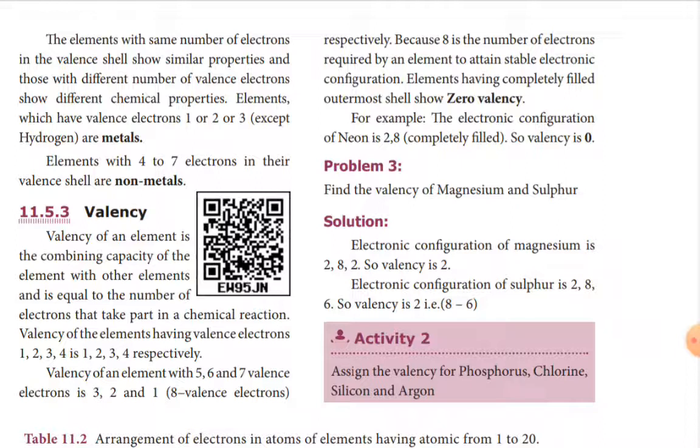Similarly, take sulfur. Magnesium is a metal and sulfur is a non-metal. What is the atomic number of sulfur? What is the symbol of sulfur? S. You got it right?